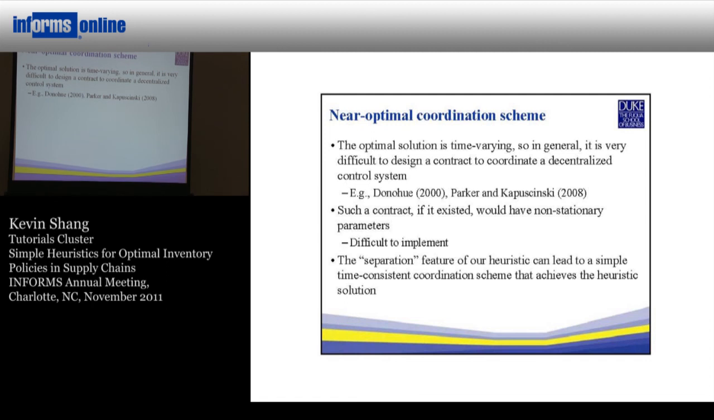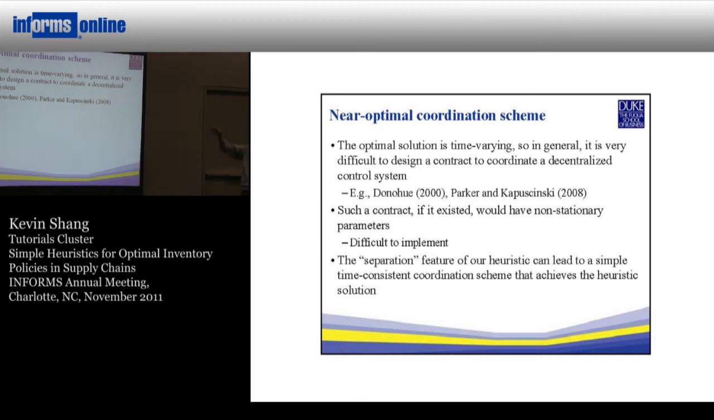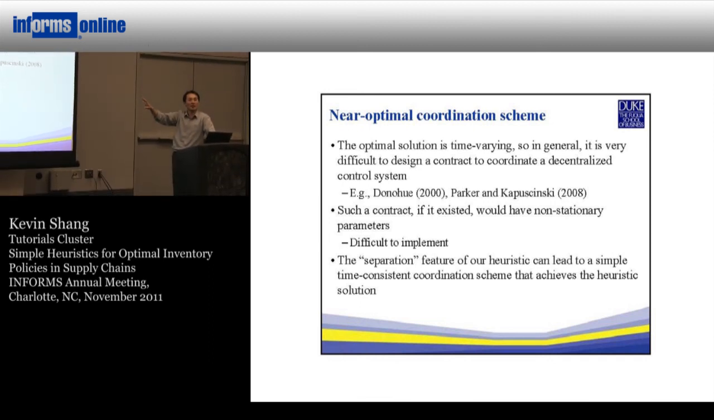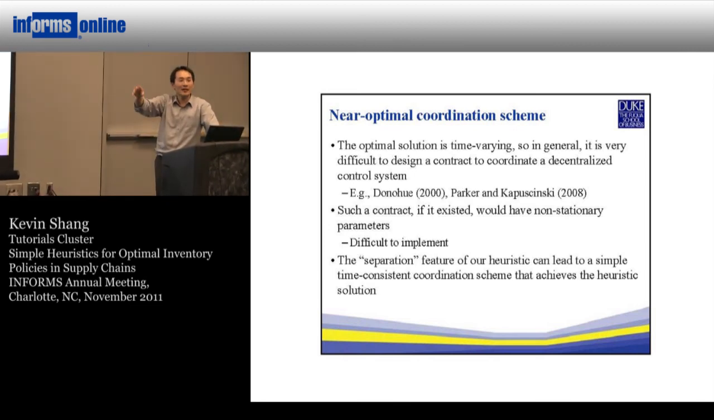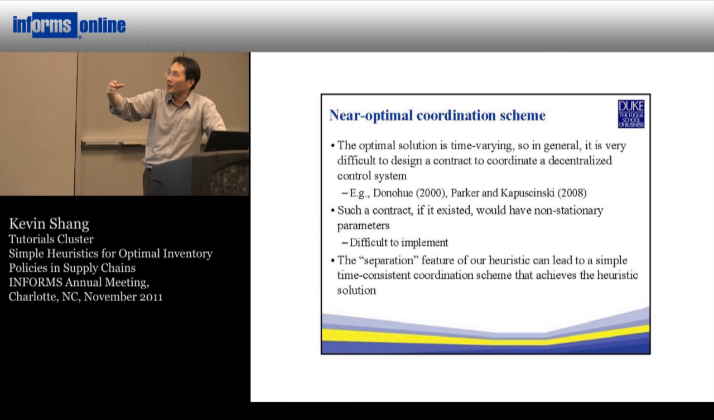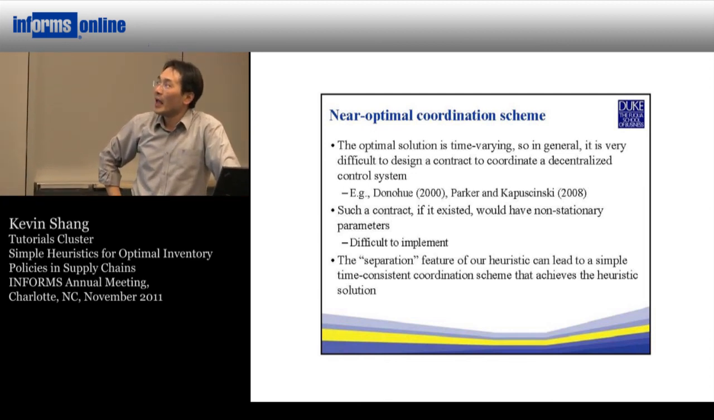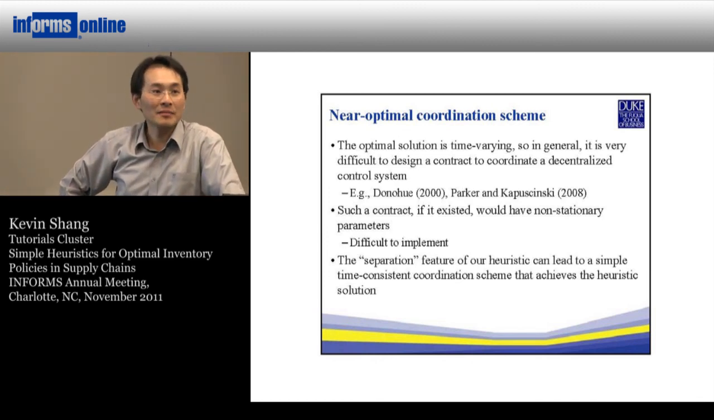Okay, I'm a little bit tired, so I want to remember the one motivation at the very beginning. I bring up, okay, if we have a simple solution, how can we come up with a simple contract to at least make a system coordinate? So we have some near optimal coordination scheme. And this is particularly interesting for the finite horizon problem.